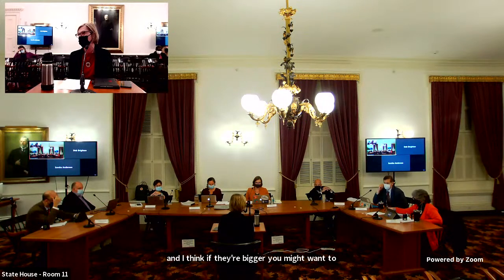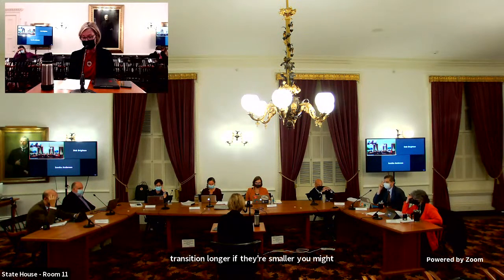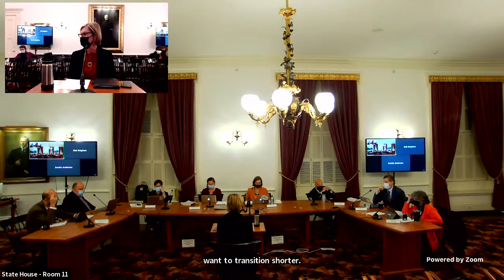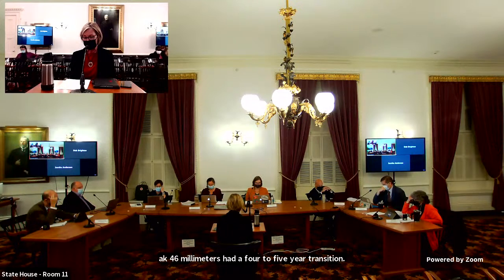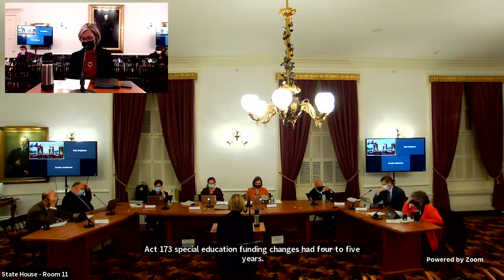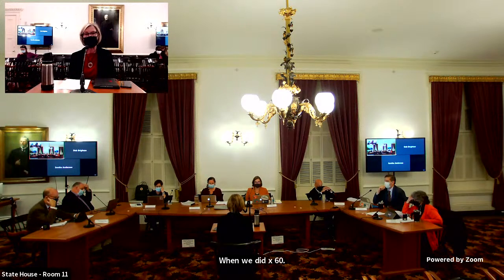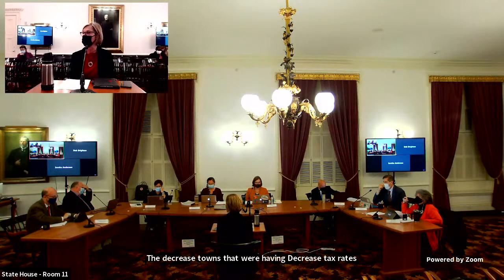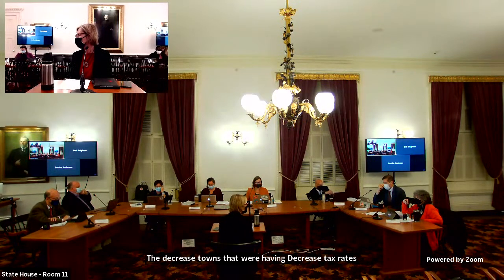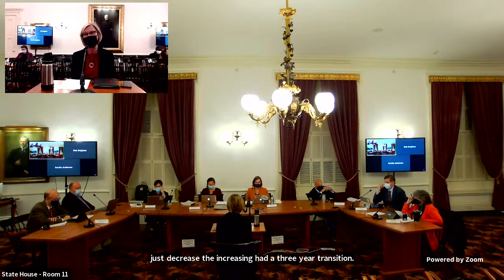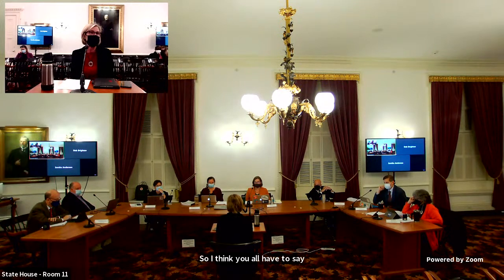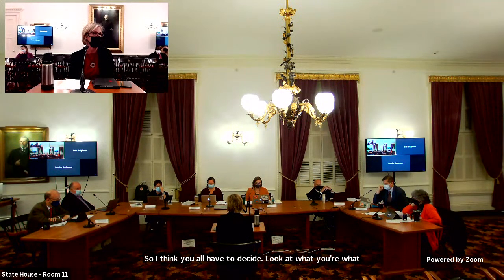If they're smaller, you might want to transition shorter. The Act 46 measures had a 4 to 5 year transition. The Act 173 special education funding changes had 4 to 5 years. When we did Act 60, the decreased towns that were having decreased tax rates just decreased. The increasing had a 3-year transition. So I think you all have to decide, look at what the implications are of your proposal, and then decide on the length.